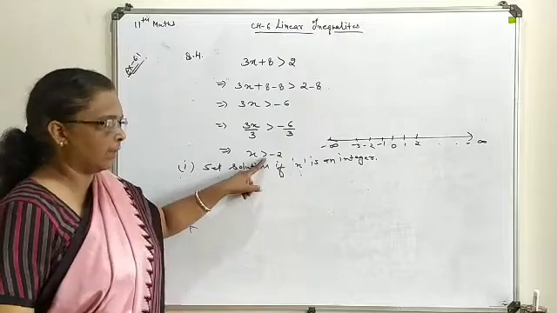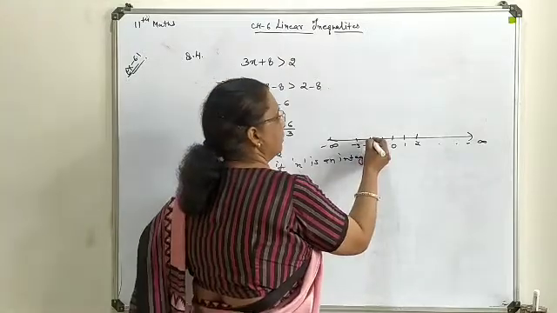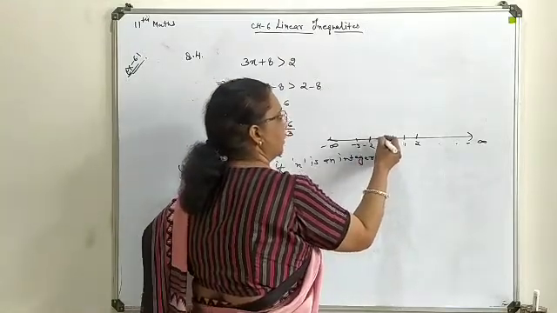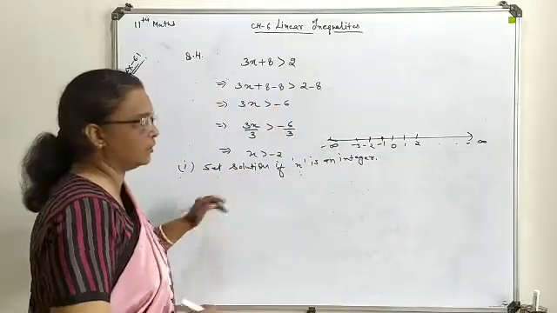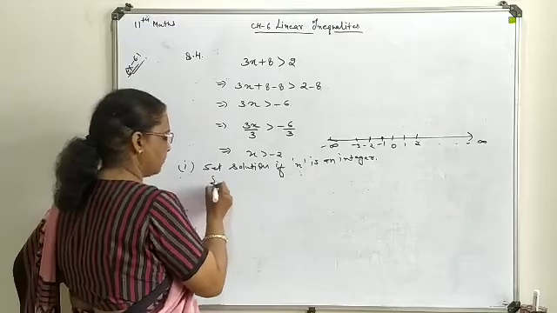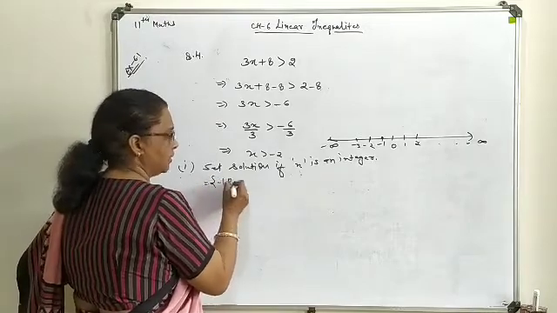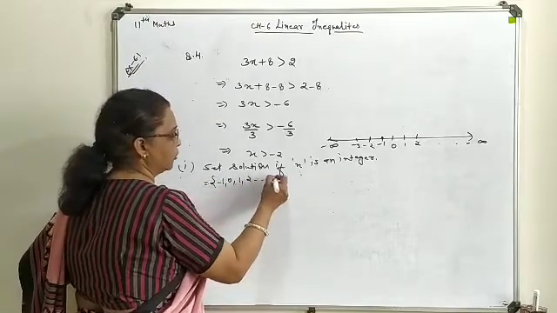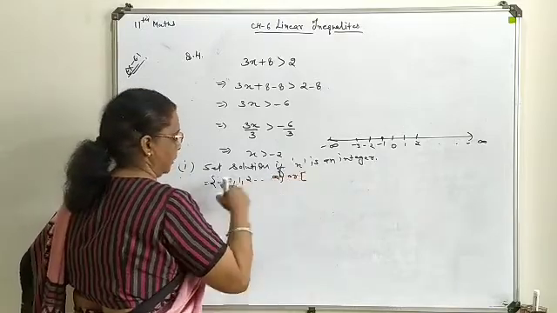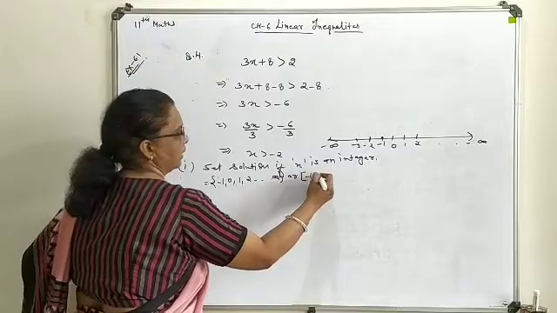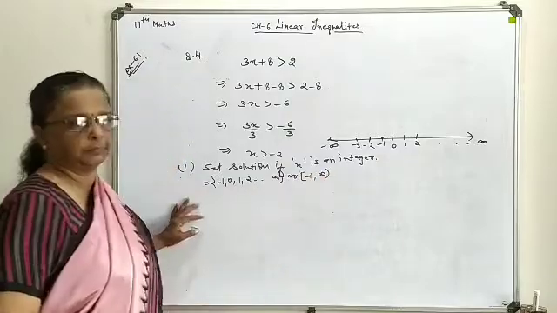x is greater than minus 2 means next to minus 2 your number will come as minus 1, up to the positive solution. So the set solution will be minus 1, 0, 1, 2, up to the positive answer form, in a set form or in an interval form if you want to write it. This way your answer will come.